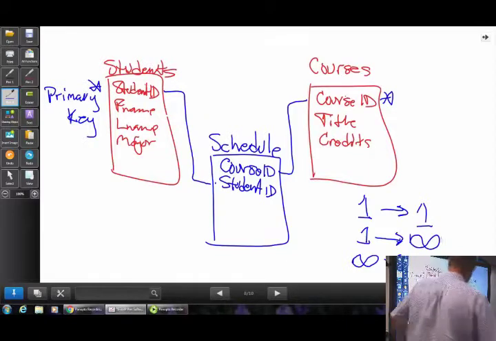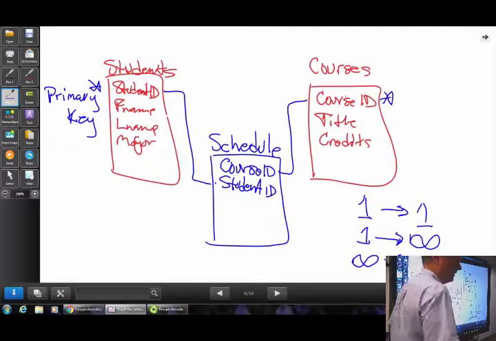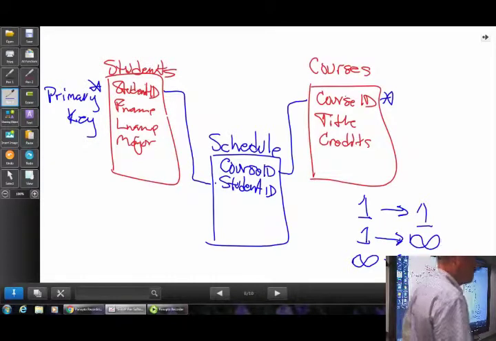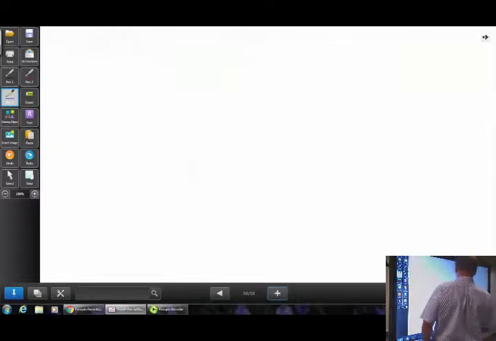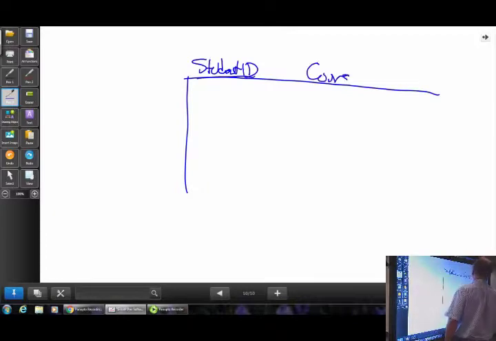Now, will this student ID and course ID repeat in here? No, they won't, unless somebody makes a mistake and puts another course ID in on the original database for the same thing, which they shouldn't. Let's look at it this way. Here's my schedule table. I have my student ID, my course ID. Just go with that for now.